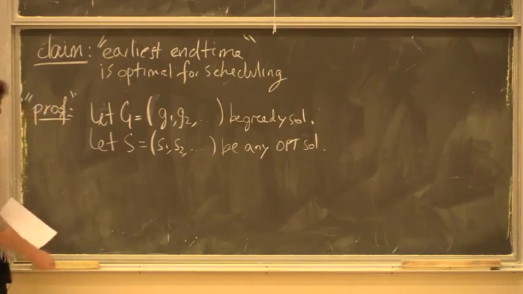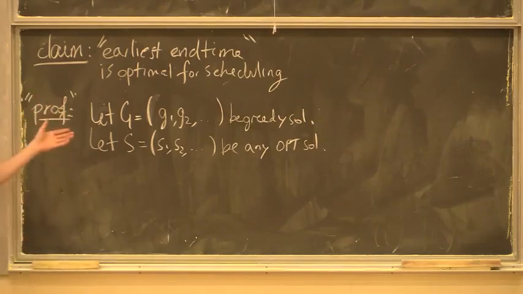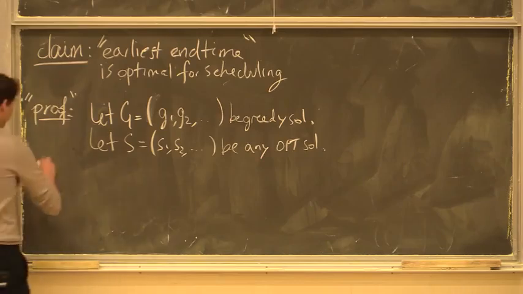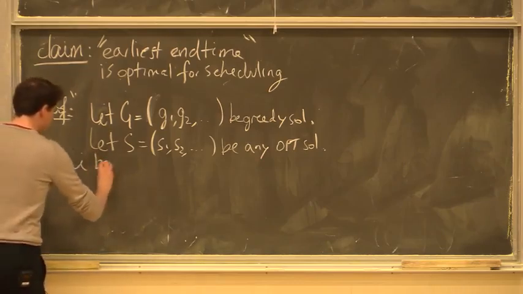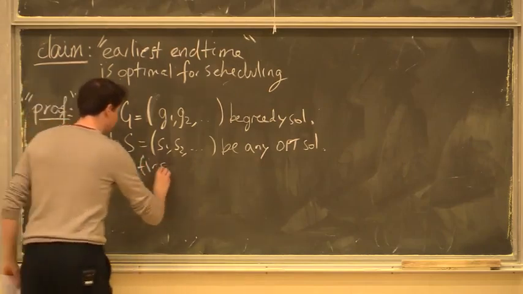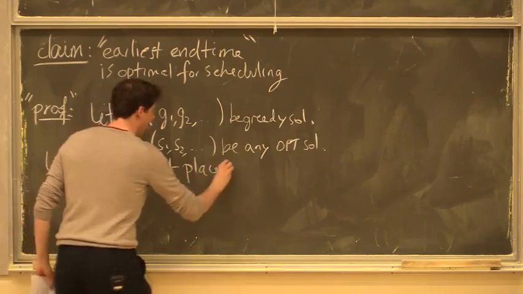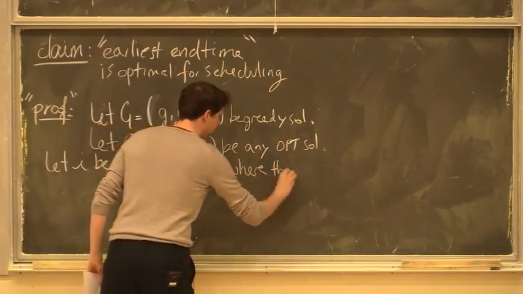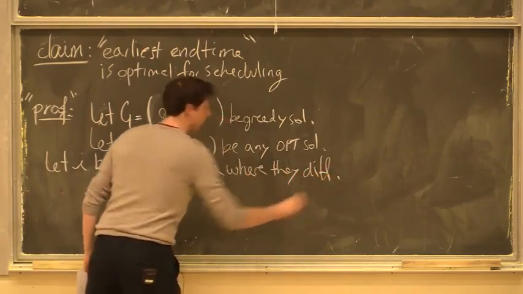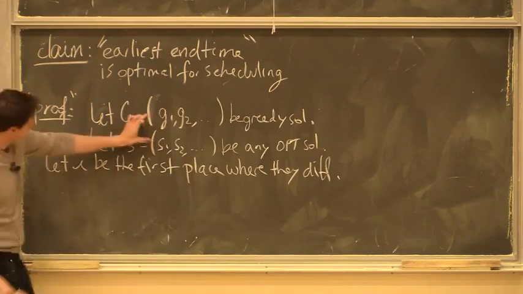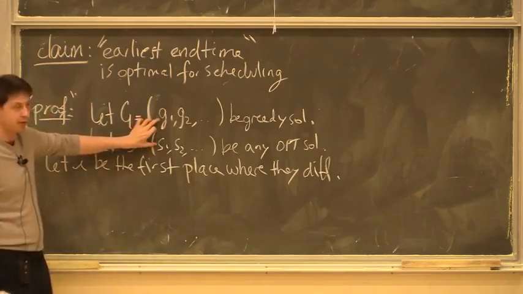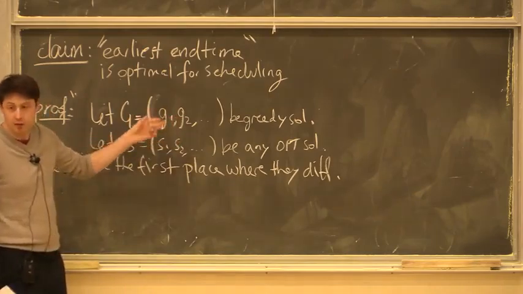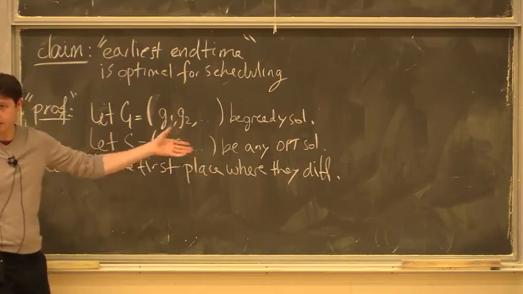So, okay, well, let's compare them. So either they are the same or they're not. Right? So if G equals S, then we have nothing to prove. So let's assume that they differ somewhere. Okay? So let I be the first place where they differ. Okay? So just start from here and you say, okay, is G1 equal to S1? If yes, then continue. Okay? We have assumed that they're distinct, so somewhere you will find a difference.